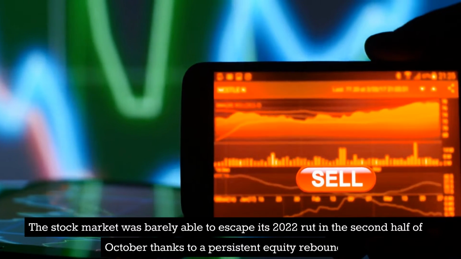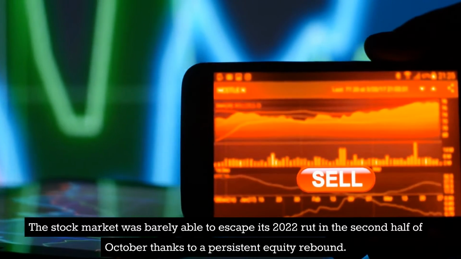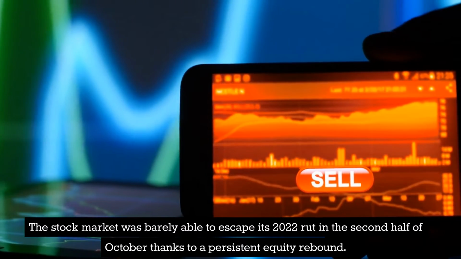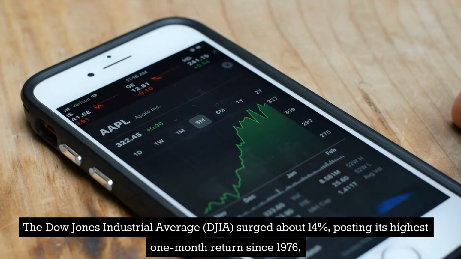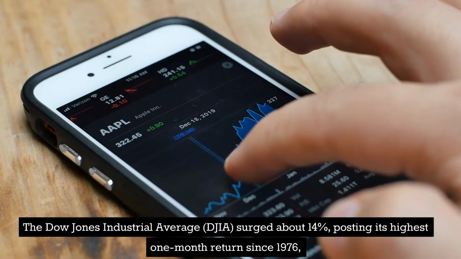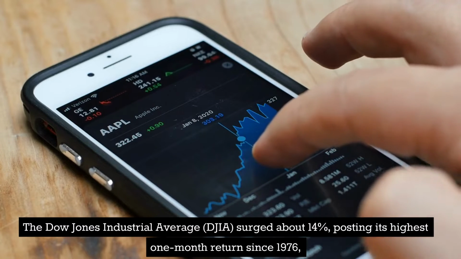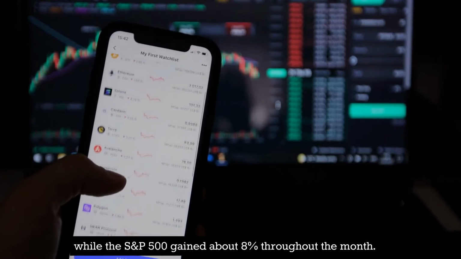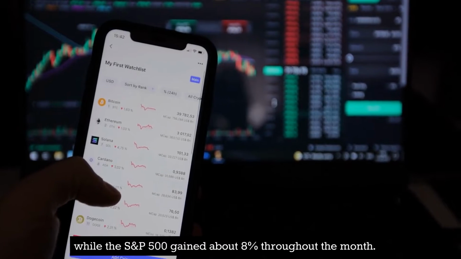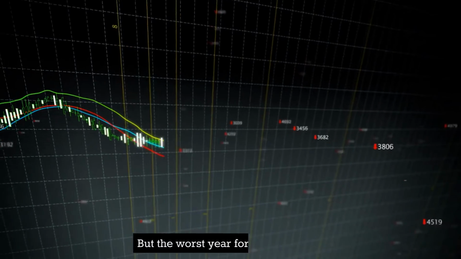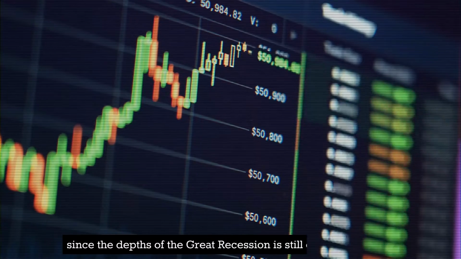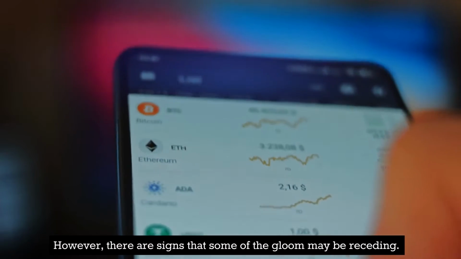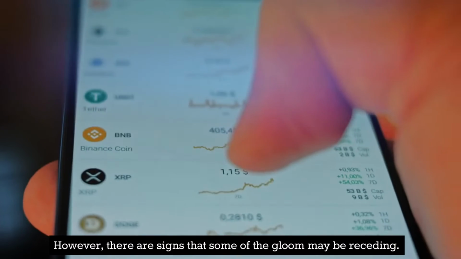The stock market was barely able to escape its 2022 rut in the second half of October thanks to a persistent equity rebound. The Dow Jones Industrial Average (DJIA) surged about 14%, posting its highest one-month return since 1976, while the S&P 500 gained about 8% throughout the month. But the worst year for either index since the depths of the Great Recession is still on the horizon. However, there are signs that some of the gloom may be receding.